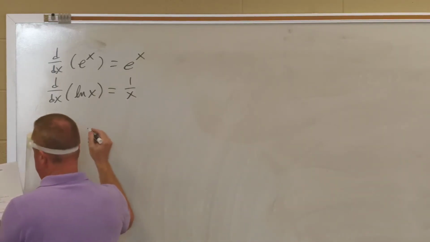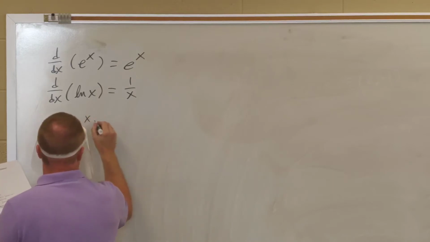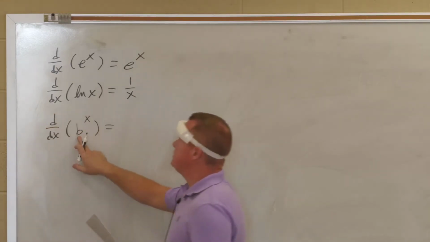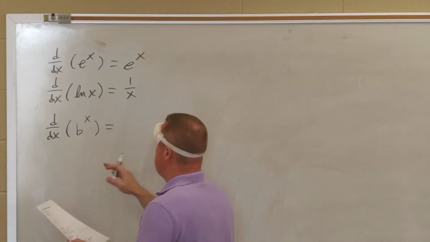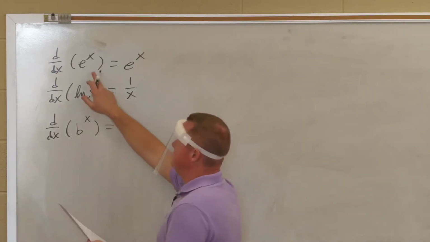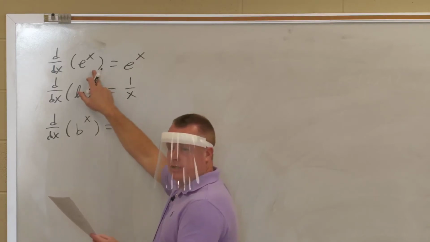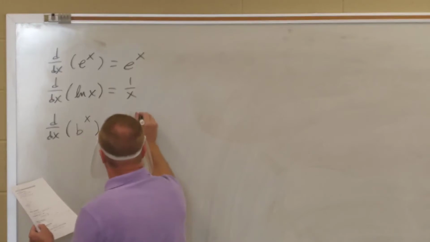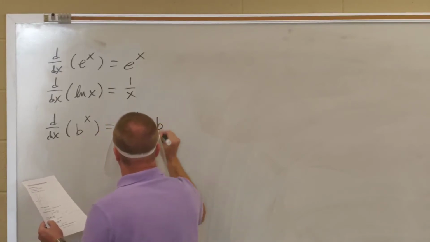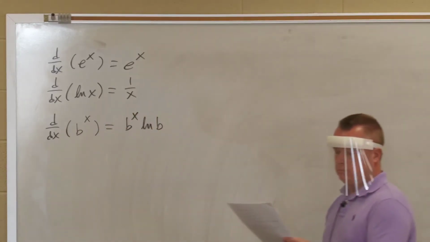Now, if you have a different base, like if you take the derivative with respect to x of, say, b to the x, some other base besides e, then you could actually derive the formula using this, but I will give this one to you. It is just going to be b to the x times the ln of b.